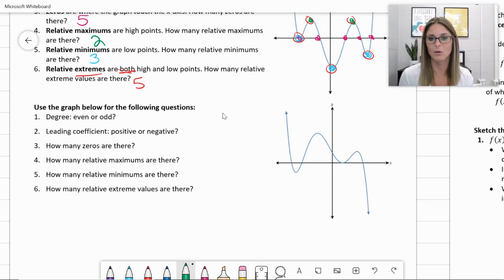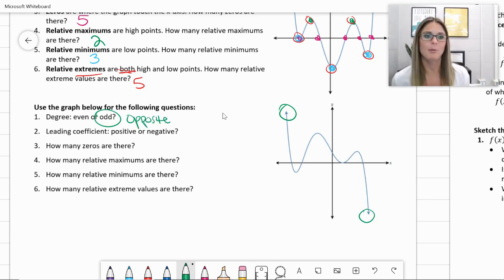Number 1, according to the graph, is this an even or odd degree polynomial? All I need to look at is my arrows. They are going in opposite directions. Therefore, it is an odd polynomial. Odd, opposite. Arrows are going in opposite directions. Odd polynomial. Is the leading coefficient positive or negative? Well, I can see it's going down from left to right. So it was negative.